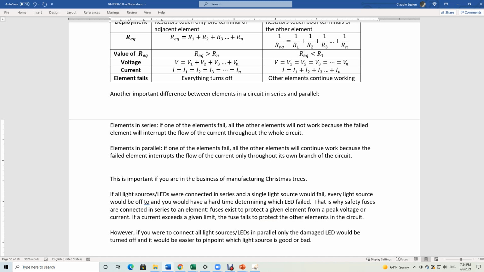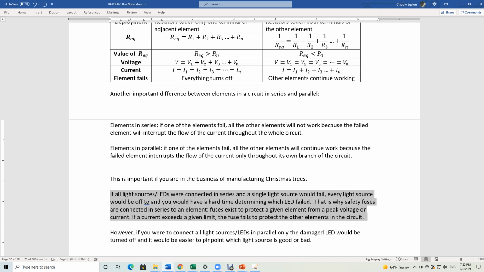So being connected in series is not that bad. You can use that to your advantage as well. Okay? You wouldn't want to connect your LEDs in series in a Christmas tree, because if one LED fails, the whole light display would fail too. However, you can use that to your advantage in fuses.